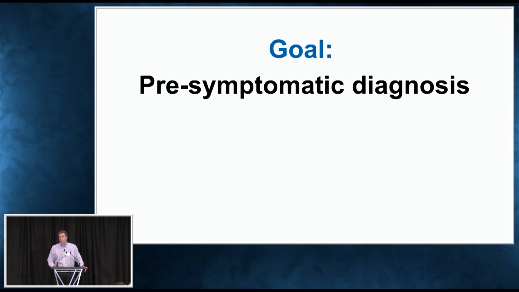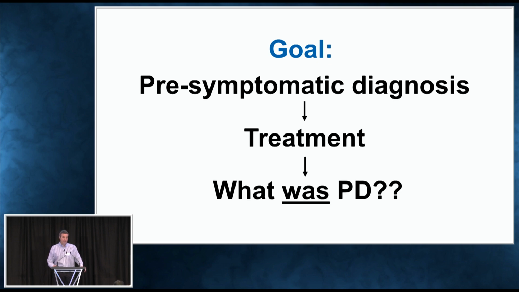The goal, of course, ultimately is pre-symptomatic diagnosis. Why? I think we all know why. We can treat it early, and hopefully one of these days our medical students will be taught what Parkinson's was. They have to remember it for the test. Why do I need to know this? I'll never see it, because you'll go to your primary care doctor, you'll get your blood count, your metabolic panel, your liver panel, your cholesterol, your Parkinson's panel, your Alzheimer's panel, and you look for all of these things.